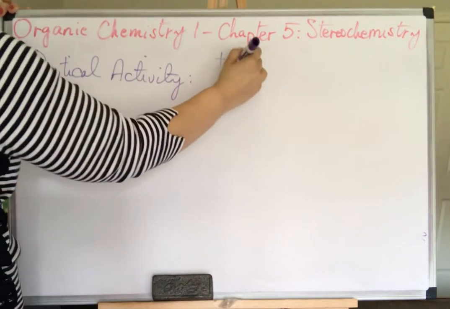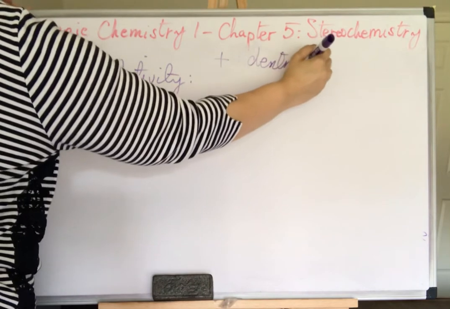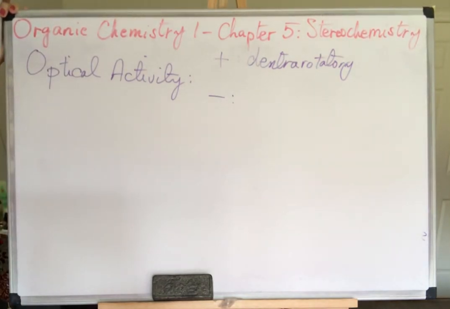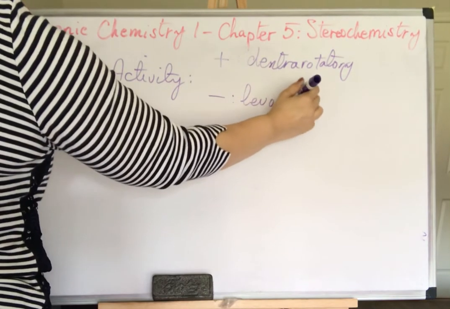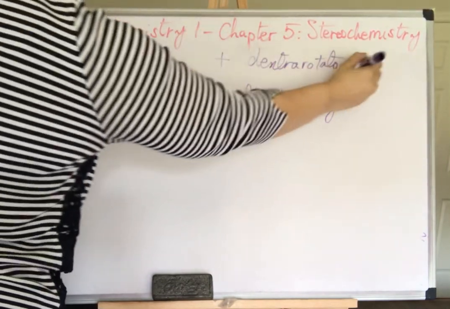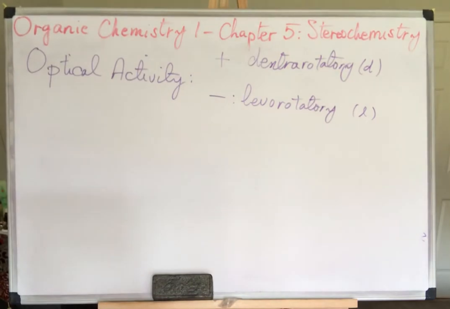If the rotation is positive, we call it dextrorotatory. And if the rotation is negative, then we call it levorotatory. Okay, so we call them D or L. So whenever we have stereoisomers, they tend to rotate the light towards right or left. So we call it dextrorotatory. We show it with D or a positive sign, or levorotatory. We show it with the negative sign or L.